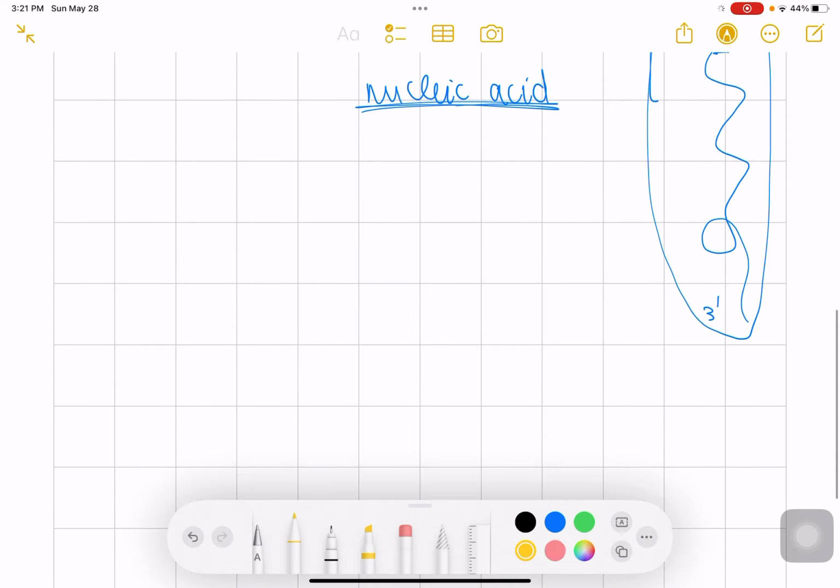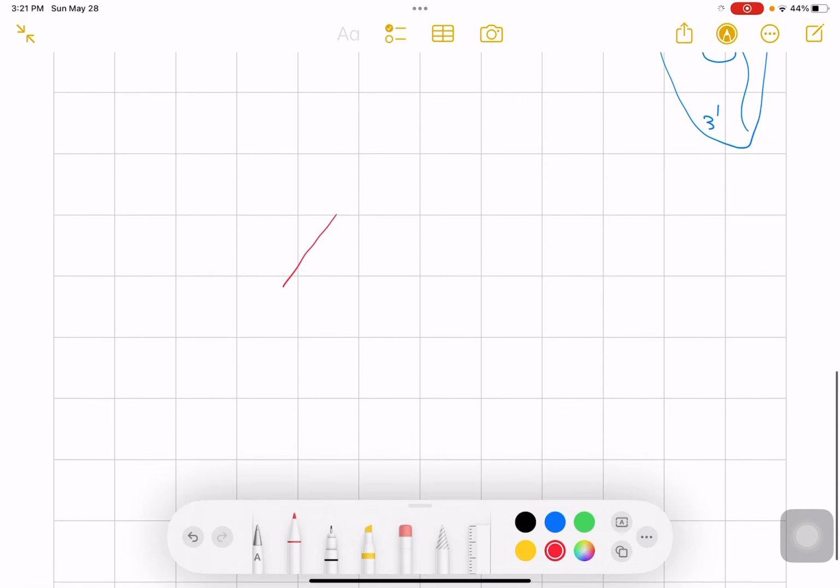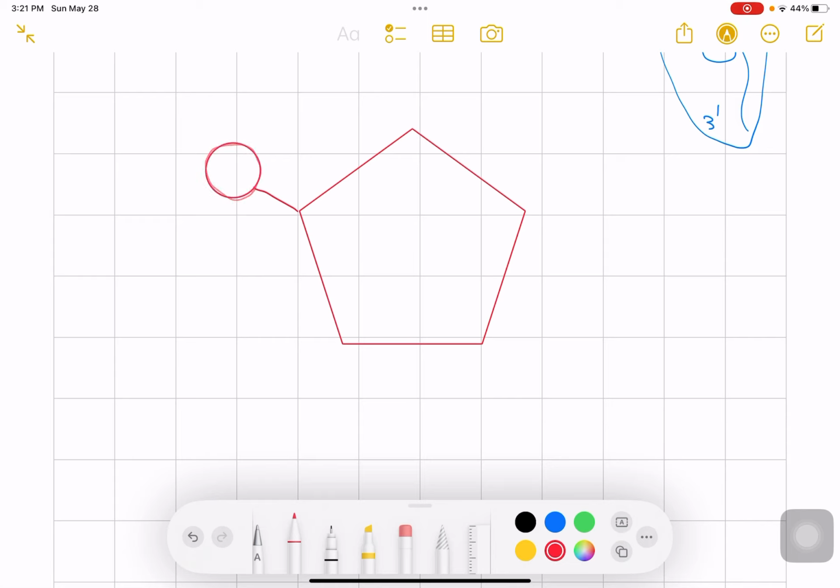Now let's talk a little bit about RNA structure. RNA, let me draw it out for you, and you can try to assume the difference between the two.